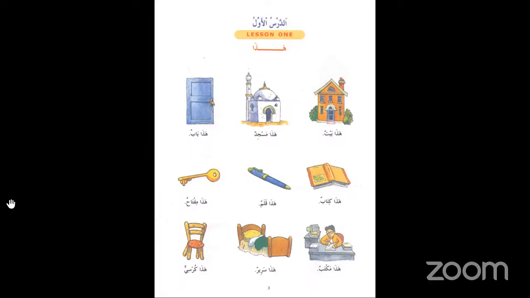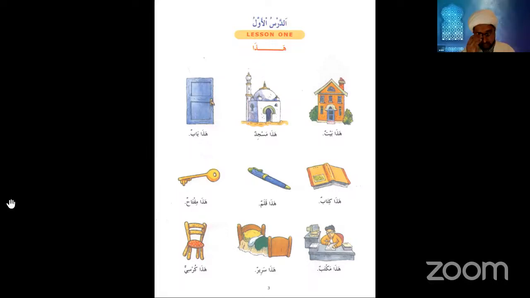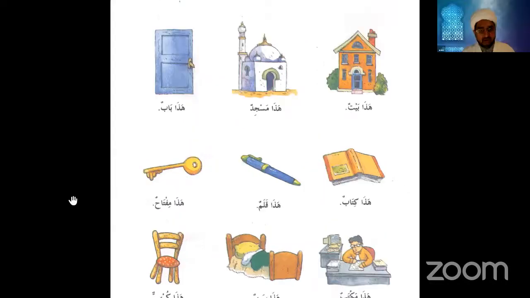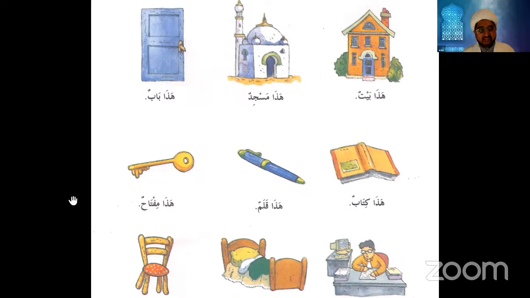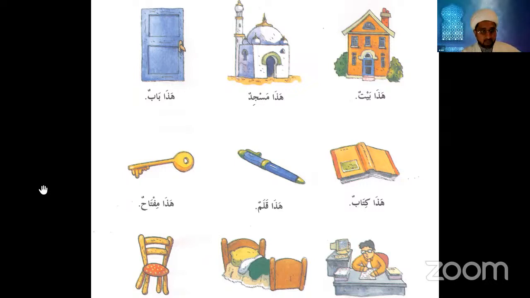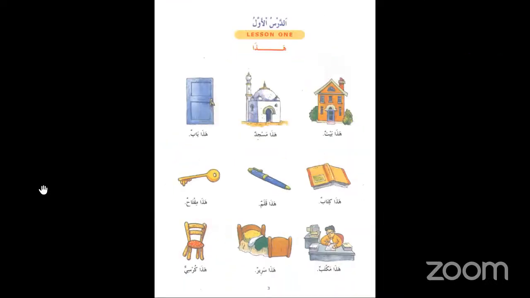Okay, so هذا بيت, هذا مسجد. And the translation, please. Yes, sorry. هذا بيت, this is the house. هذا مسجد, this is a mosque. هذا باب, this is a door. هذا كتاب, this is a book. هذا قلم, this is a pen. هذا مفتاح.